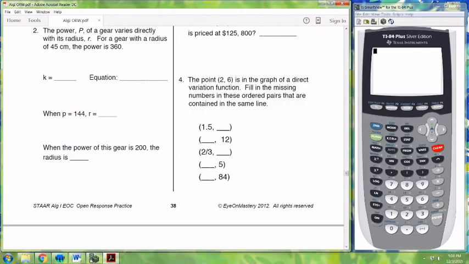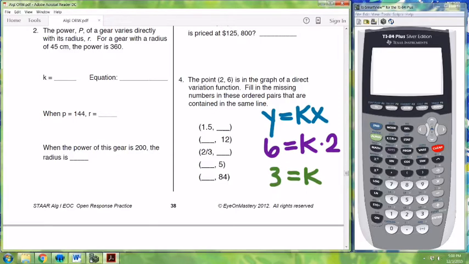Okay, I'm going to jump down to number 4. Number 4 says the point (2, 6) is on the graph of a direct variation function. Fill in the missing numbers in these ordered pairs that are contained in the same line. So if they're saying that y varies directly as x, that means that y equals kx again. So we plug in the numbers that they gave us. They said that y is 6, we don't know k, and x is 2. So if I solve for k, k is going to equal 3. So the equation then, y equals 3x, is my equation for this function.